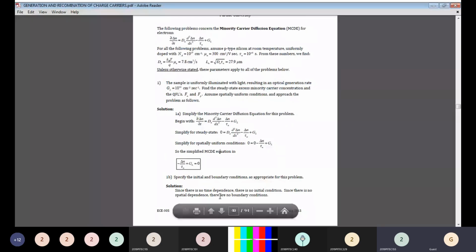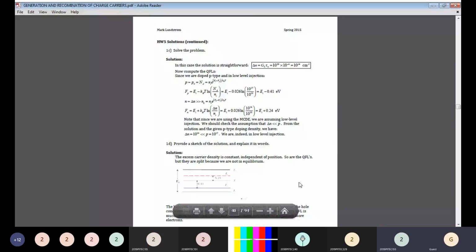Specify the initial and boundary conditions as appropriate for this problem. Since there is no time dependence, there is no initial condition, and since there is no spatial dependence, there are no boundary conditions. Next, solve the problem.